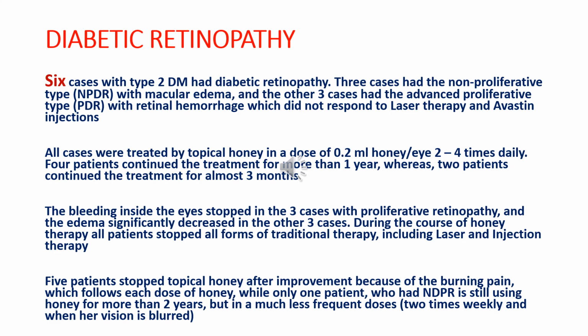All cases were treated by topical honey in a dose of 0.2 ml honey for each eye, 2 to 4 times daily. 4 patients continued the treatment for more than 1 year, whereas 2 patients continued the treatment for almost 3 months. The bleeding inside the eyes stopped in the 3 cases who had proliferative retinopathy, and the edema significantly decreased in the other 3 cases. During the course of honey therapy, all patients stopped all forms of traditional therapies, including laser and injection therapies.